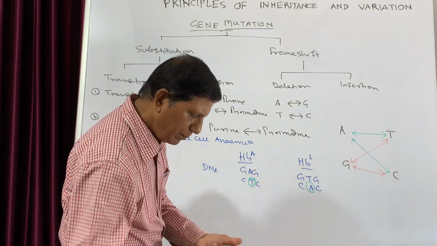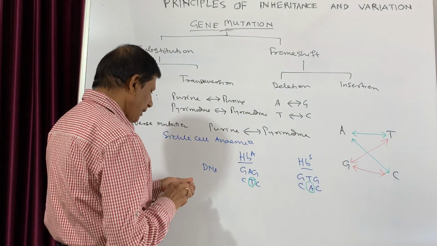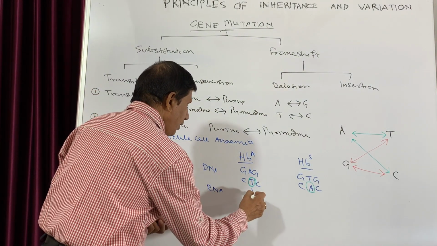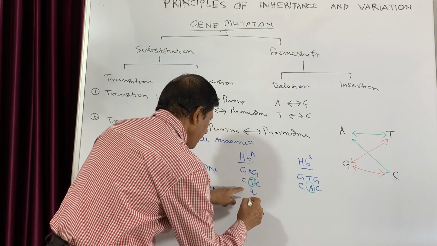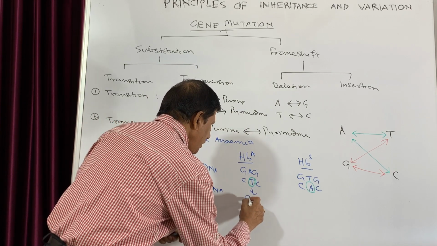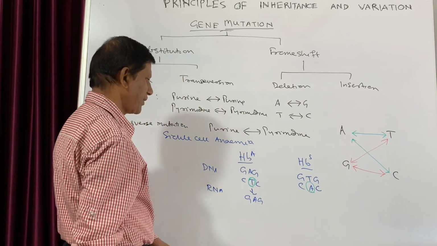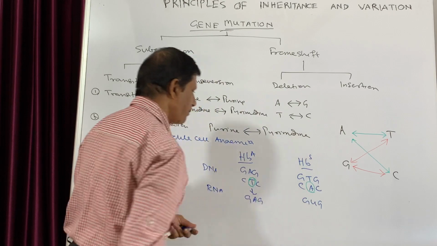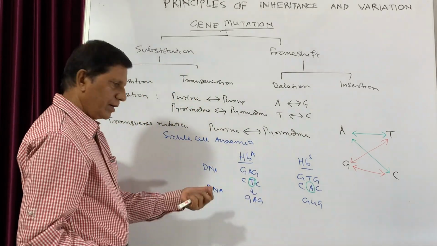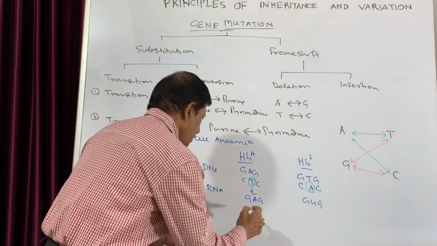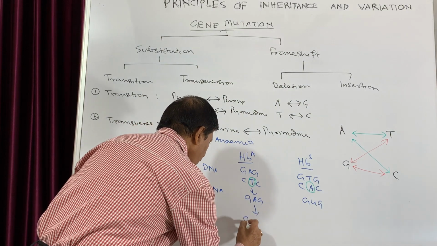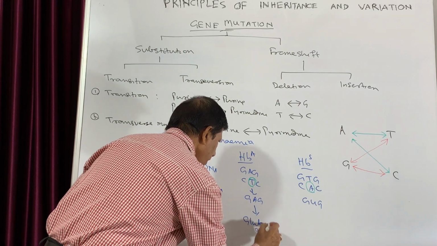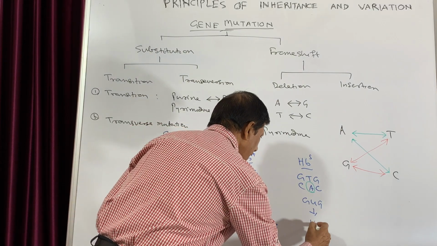Now, next what happens? In case of RNA, this one RNA will be GAG, and here it will be GUG. Now, according to genetic code, this GAG will give rise to glutamic acid, while this will give rise to valine.